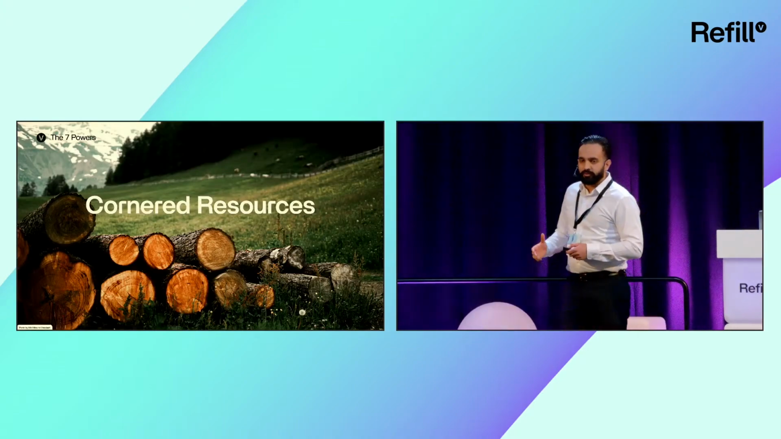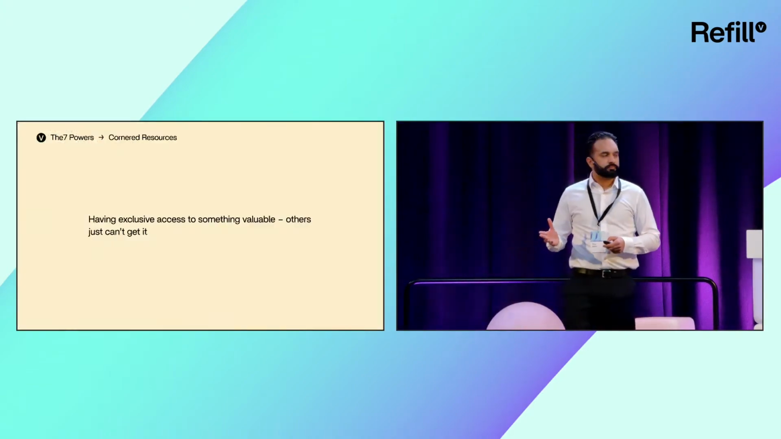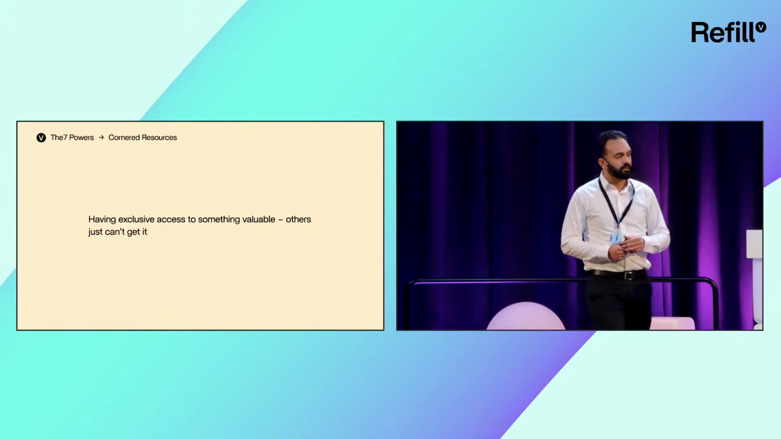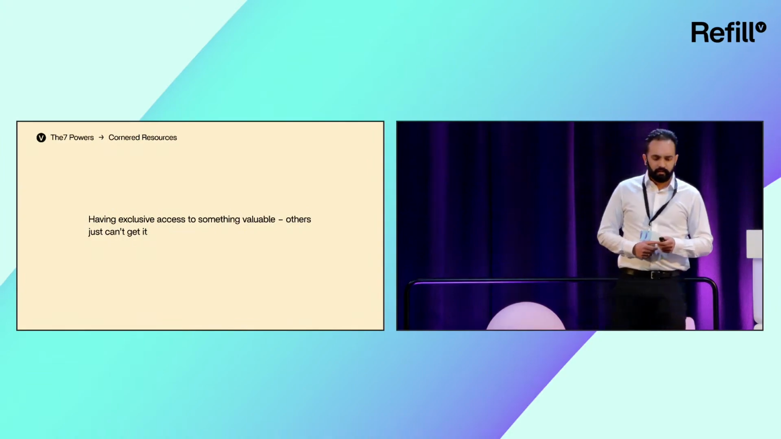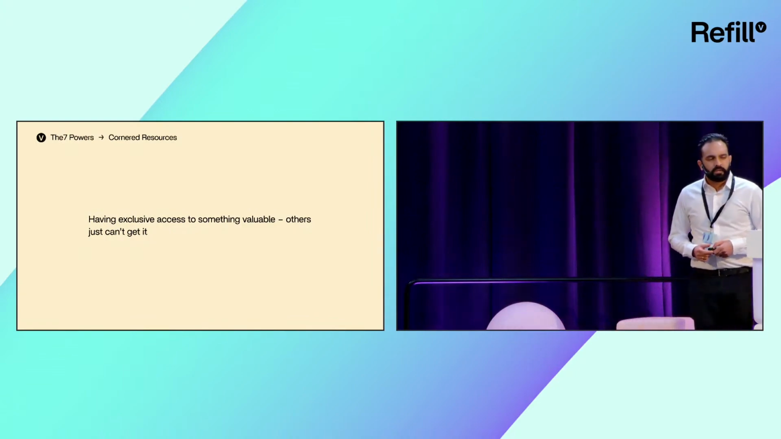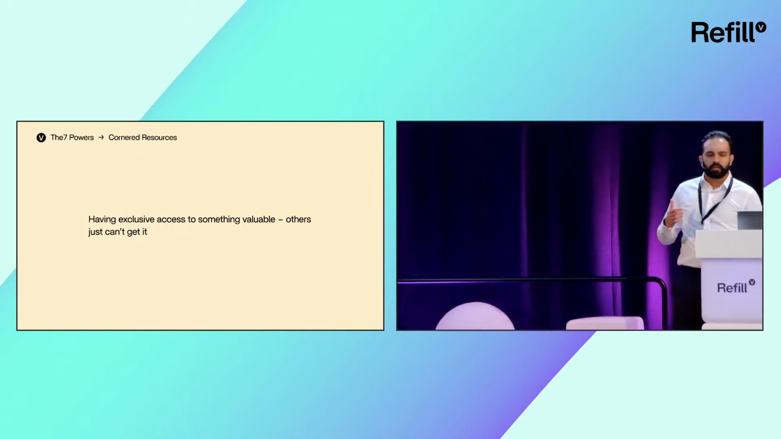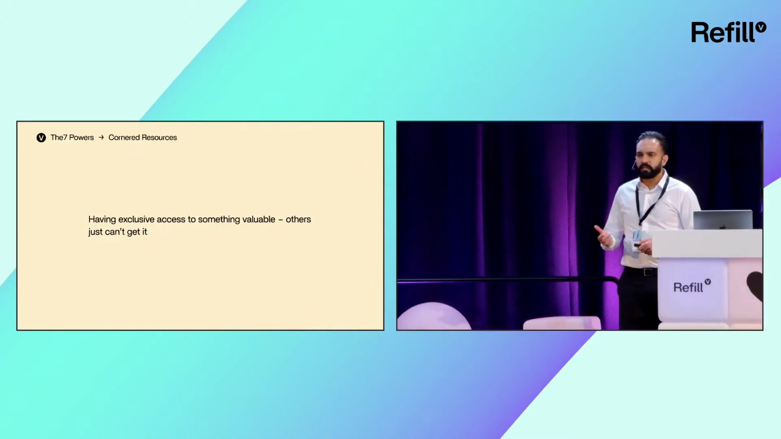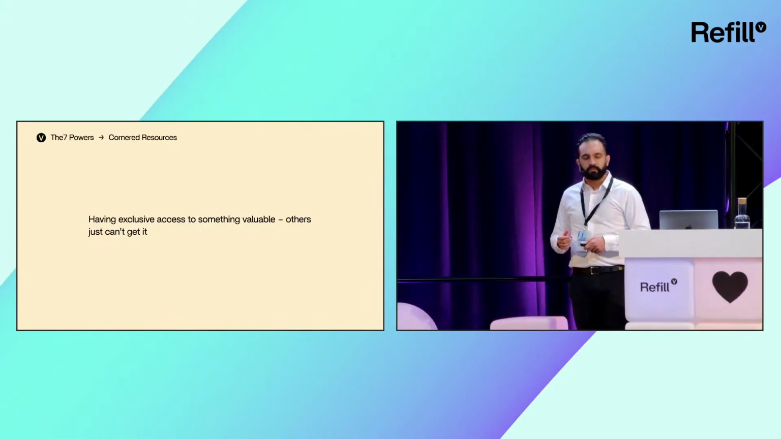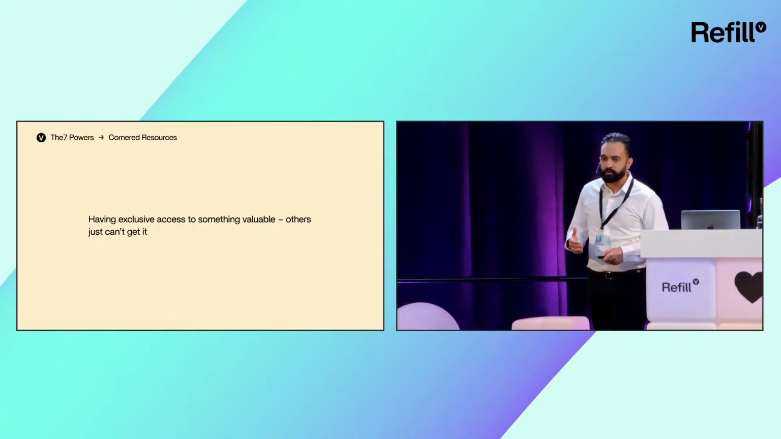The next one is cornered resources. Cornered resources is having exclusive access to something valuable that others can't get. It could be a patent, a special license, a unique algorithm, a super talented team, or even exclusive access to customers and suppliers.